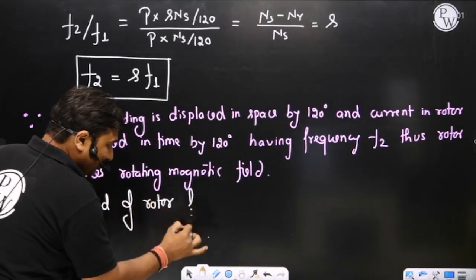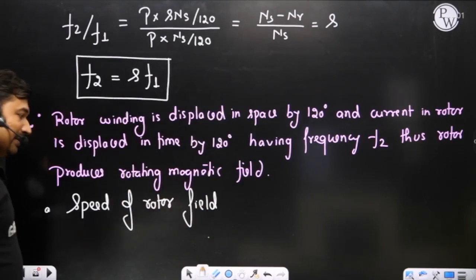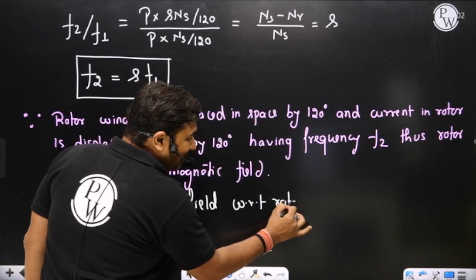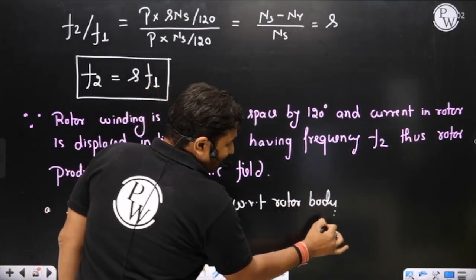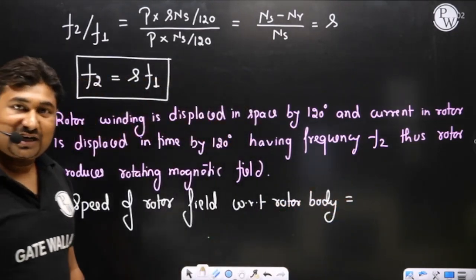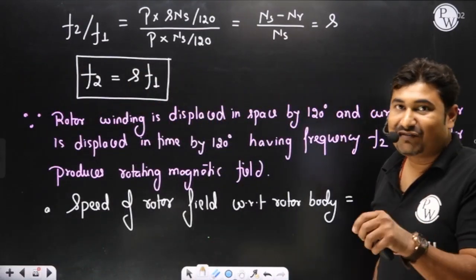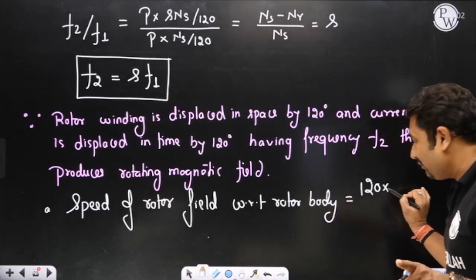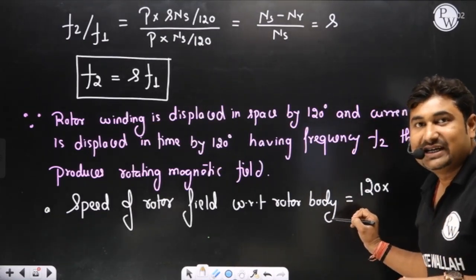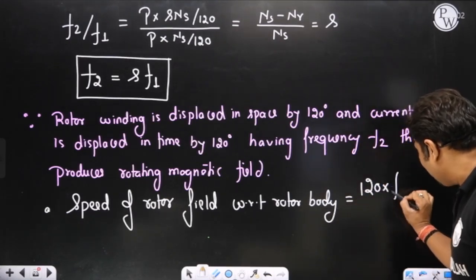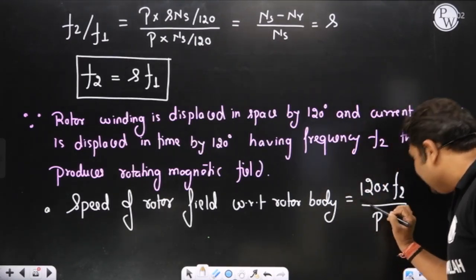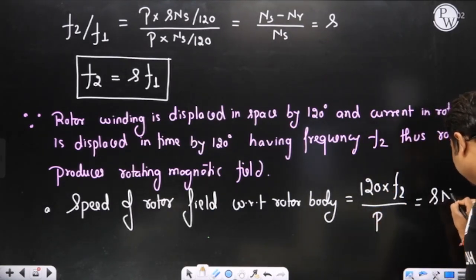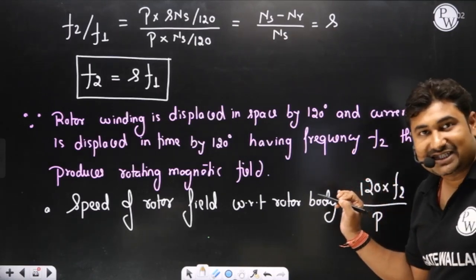Please try to understand. You are going to love this subject. Speed of rotor field with respect to rotor body. What is the speed of rotor field with respect to rotor body? Sir, in rotor body, current having frequency F2. So, if the current having frequency F2, then the field produced by the rotor winding is moving with respect to rotor winding 120 F2 by P. Is it okay? Please tell me. Yes, sir. What is the speed, sir? SNS. And what is the direction, sir?